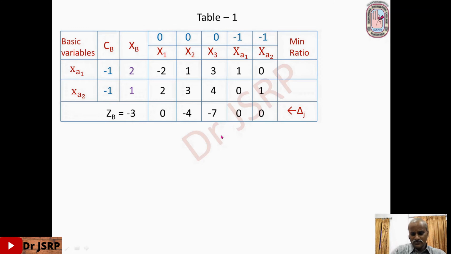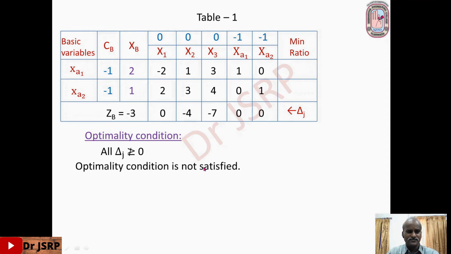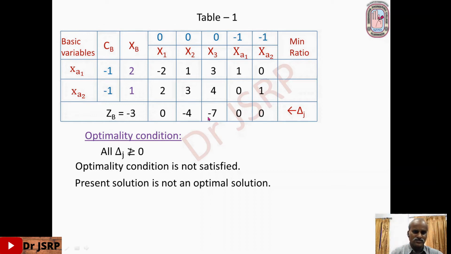Now verify whether the present solution is an optimal solution or not. For that, check the optimality condition. So what is the optimality condition? All delta J greater than or equal to 0. So here observe the delta J values. All delta J are not greater than or equal to 0. So the optimality condition is not satisfied. So the present solution is not an optimal solution. So there is a possibility to improve the solution.